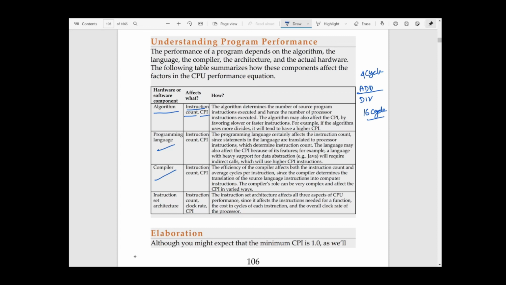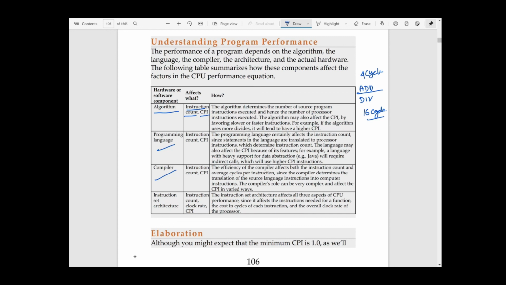And in the previous example, where we were given two code sequences and had to decide which one should be taken, if you go to that example again, you will realize how the compiler can vary instruction count and CPI.